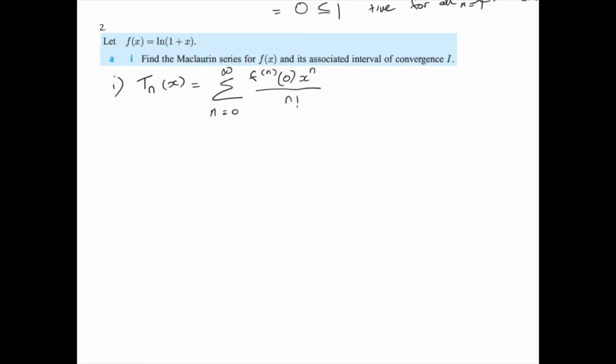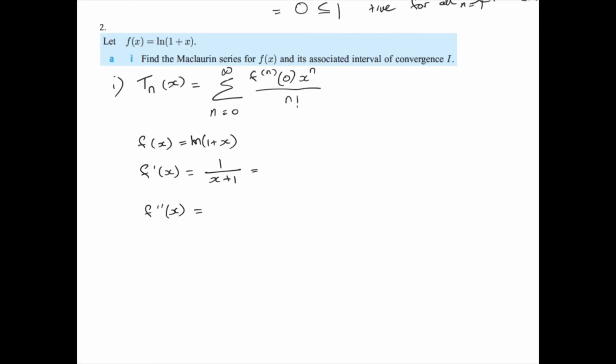Okay, so, girls, let's find some derivatives. First of all, f(x) is ln(1 plus x). What's f'(x)? What's f''(x)? Not as hard as it looks.